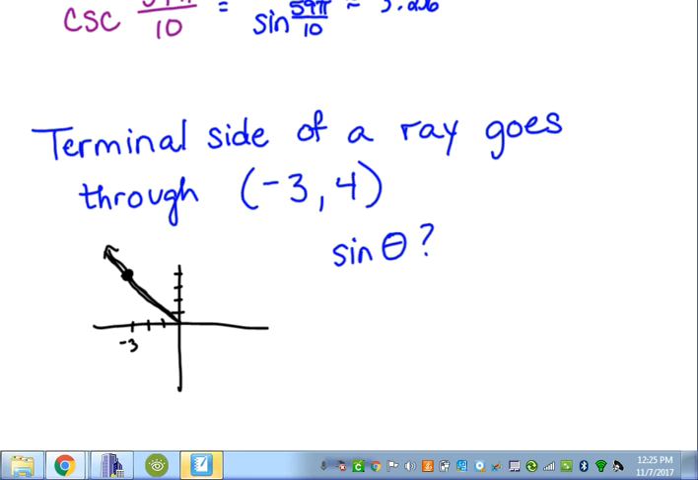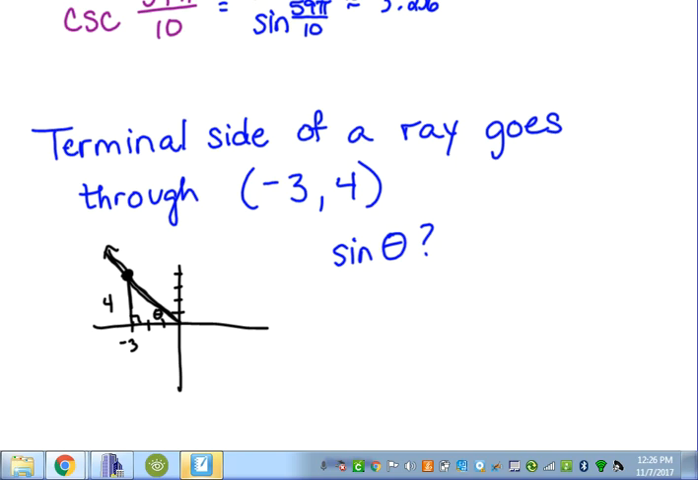It wants to know the value of sine of theta, and you're probably thinking, well, there's no theta on there. It's talking about a ray. Well, it's talking about the fact that this angle is formed between the ray and the x-axis, and it sets up a right triangle where the height, the y value, is 4, the base is 3. We don't worry about the negative part.